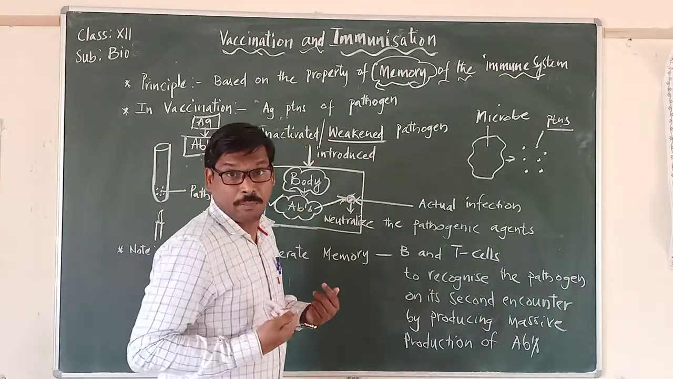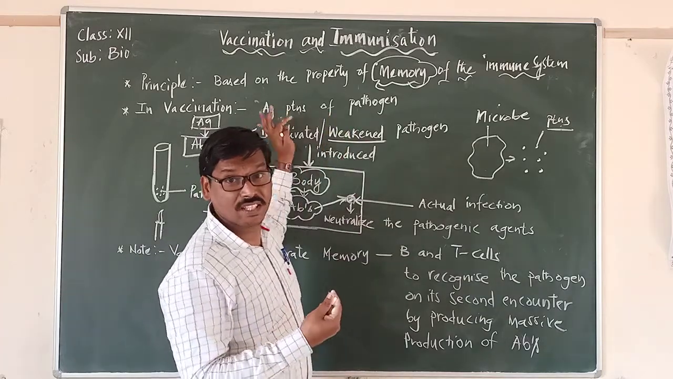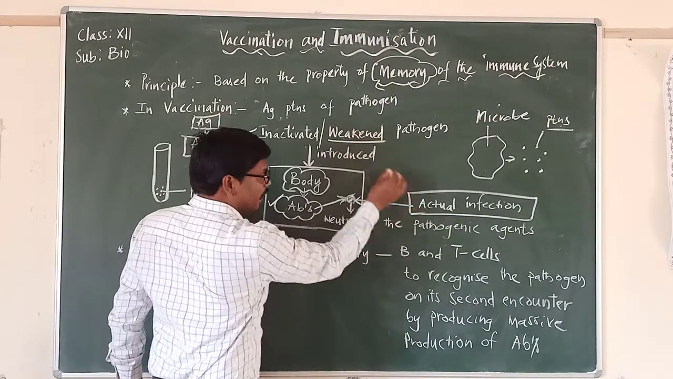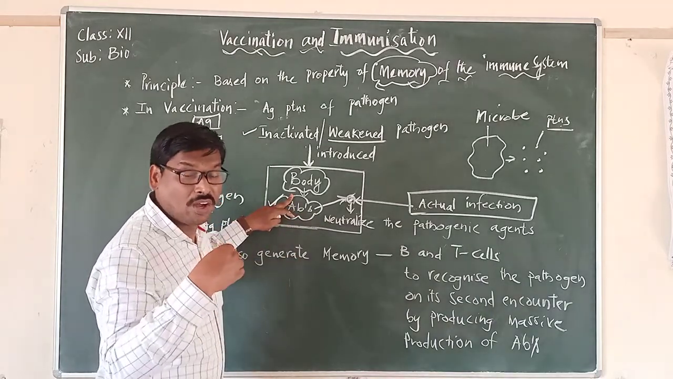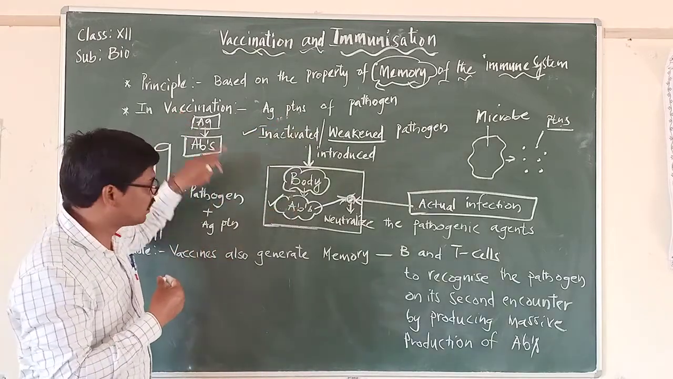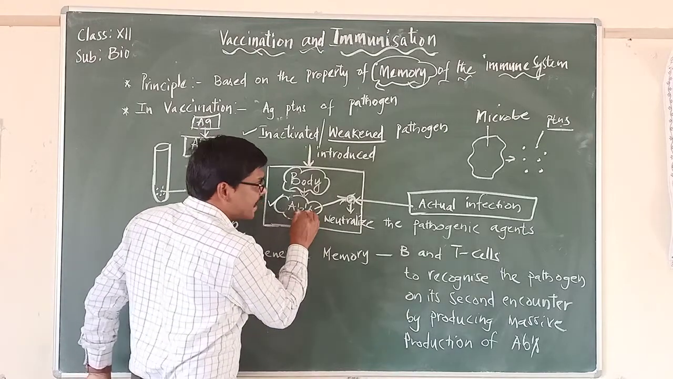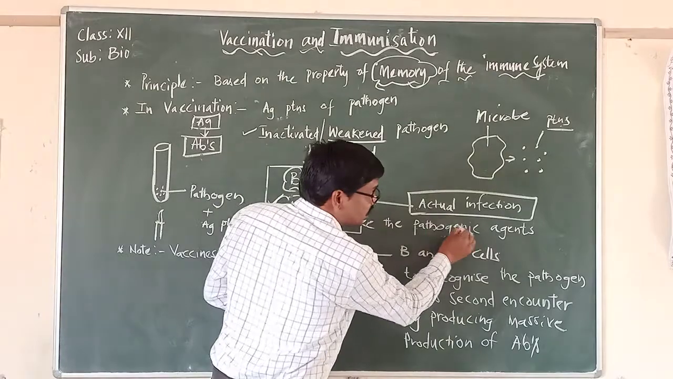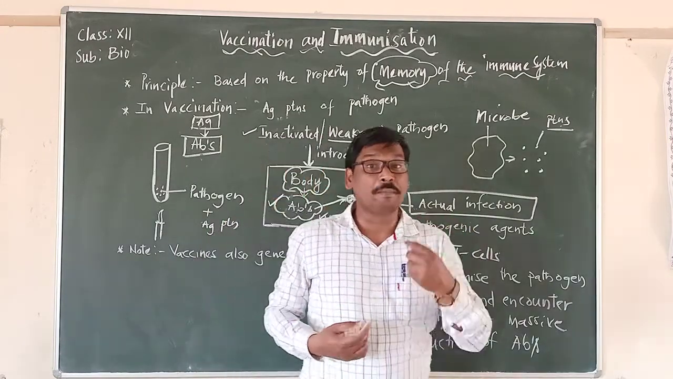Now, these antibodies will be circulating in our body, and during an actual, unexpected infection, when the same microbe which was introduced in the form of vaccine enters our body, immediately the antibodies which are already present, stimulated by the inactivated or weakened antigen introduced by a process called vaccination, can recognize that particular pathogen. These antibodies will destroy that antigen, and we say that these antibodies neutralize the pathogenic agents.